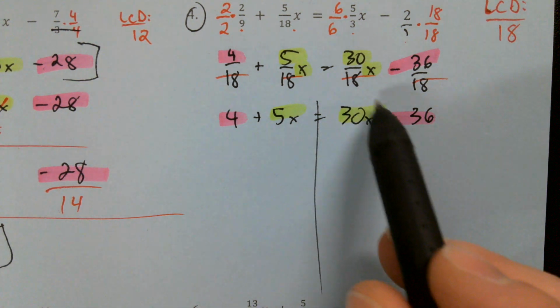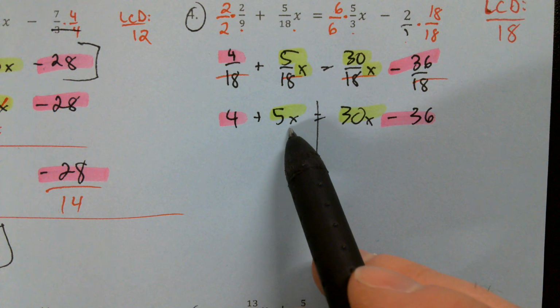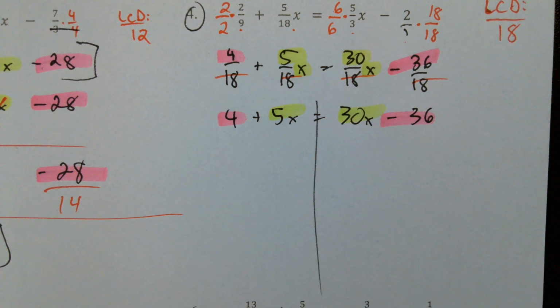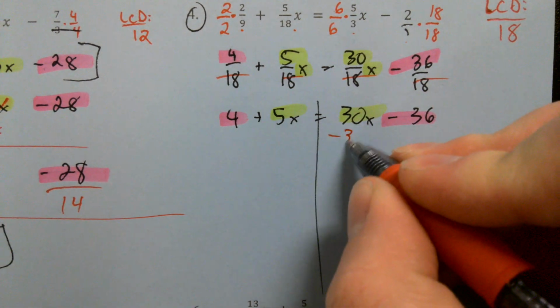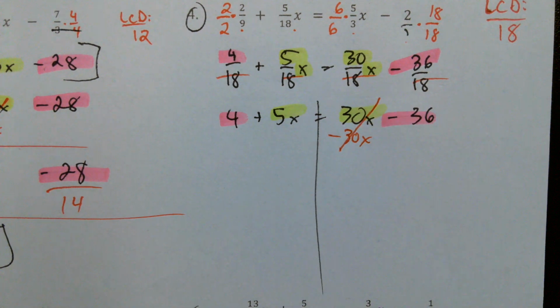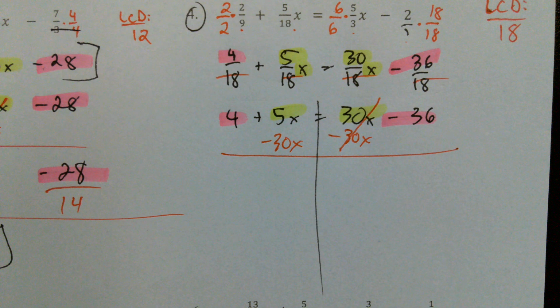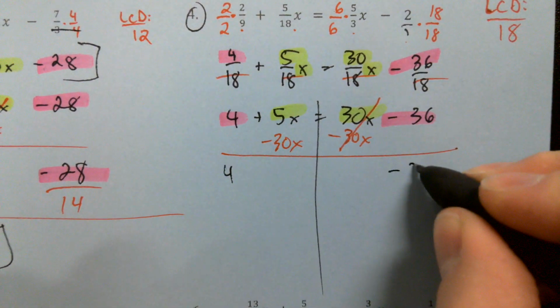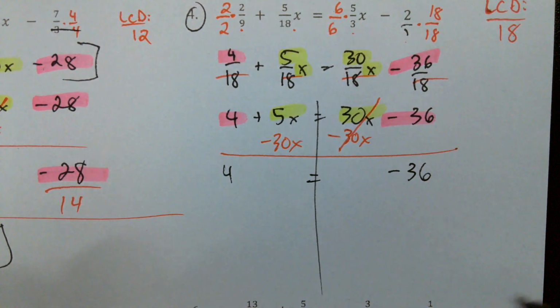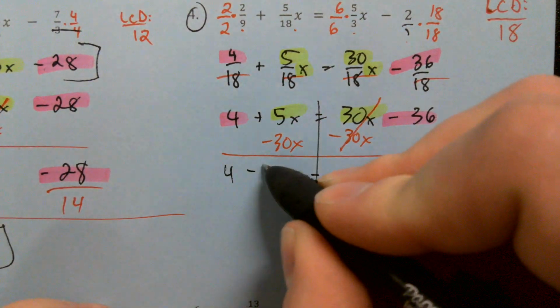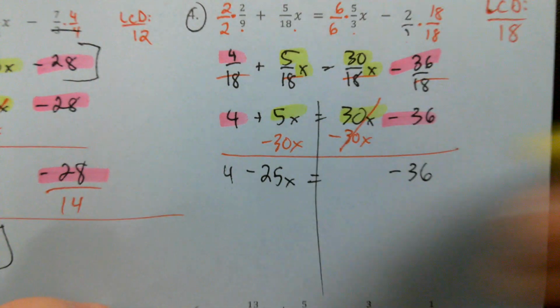I want to bring my yellow term to the left, bring my pink term to the right. 30x is my yellow term on the right. If I want to bring that to the left, what can I do? Minus 30x, so we can cancel those, and minus 30x on the other side. 4 is still there. Negative 36 is still there. What's 5 minus 30x? Negative 25x.